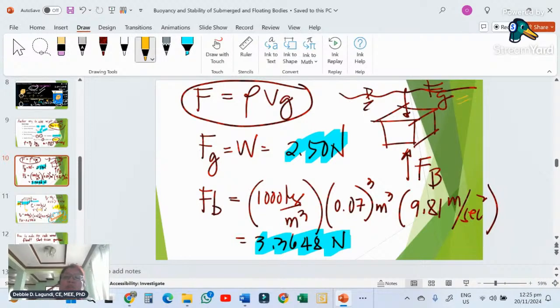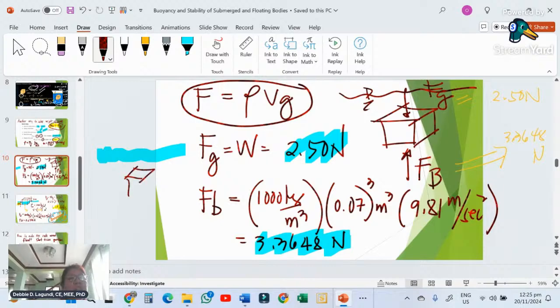Your force due to gravity is just 2.5, pushing it down. And the force due to buoyancy is 3.3648. So, mas malaki ang pag-push up niya. All right? However, it's not going to float on the surface. It could be floating inside. So here's the water surface. Your block is here, but it doesn't sink down to the rock bottom. No. Okay? So it's just floating somewhere here.